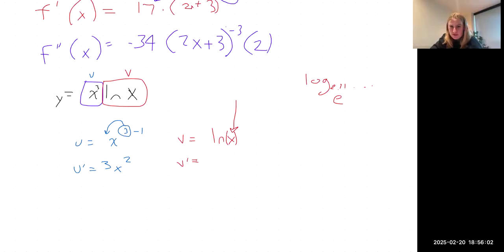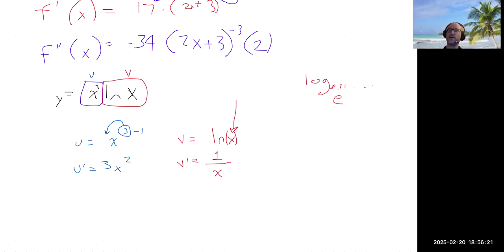The derivative of ln x is 1 divided by the original, so it's going to be 1 over x. That's how we handle natural logs. Oh, okay. So what if it said something like ln 5?